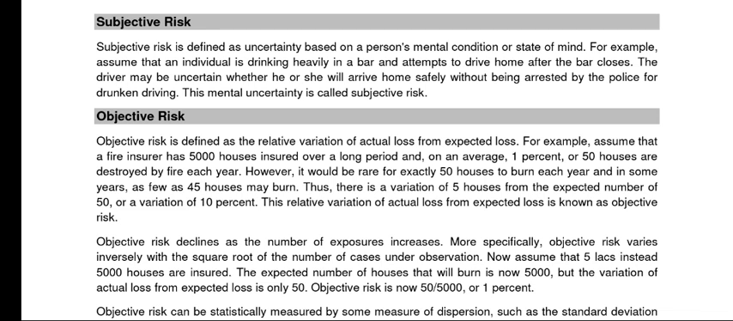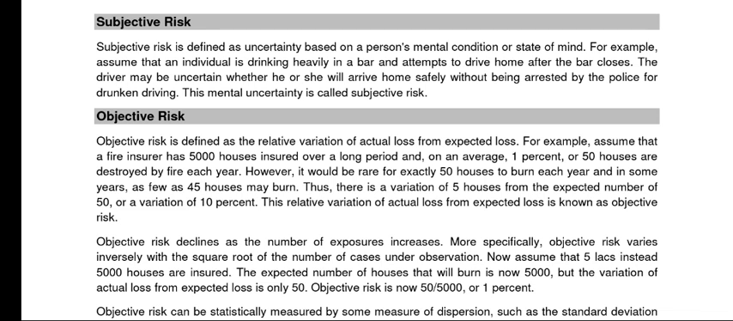However, it would be rare for exactly 50 houses to burn each year, and in some years as few as 45 houses may burn. Thus, there is a variation of 5 houses from the expected number of 50, or a variation of 10%. This relative variation of actual loss from expected loss is known as objective risk.